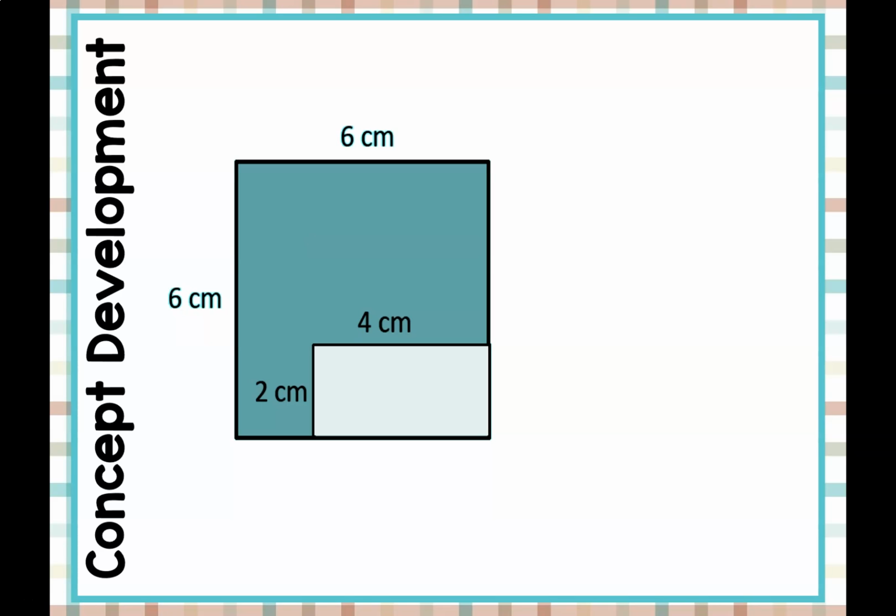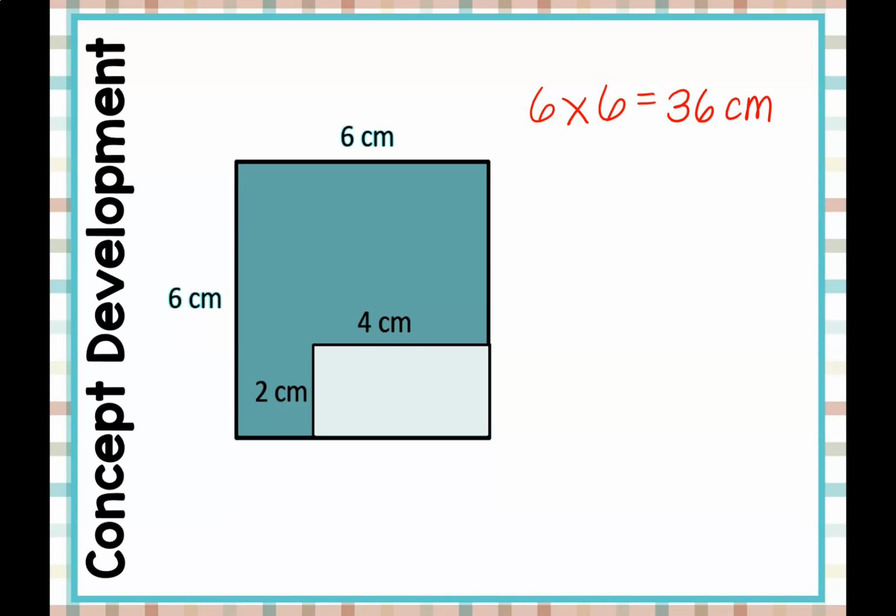So let's first find the area for the whole square. Like I said, we have a side measurement of 6 and 6. So this is a square because the length and the width are the same. To start, we're going to take 6 times 6, which we know that if we skip count by 6 six times, we would get 36. We're working in centimeters. Make sure you label your answer.